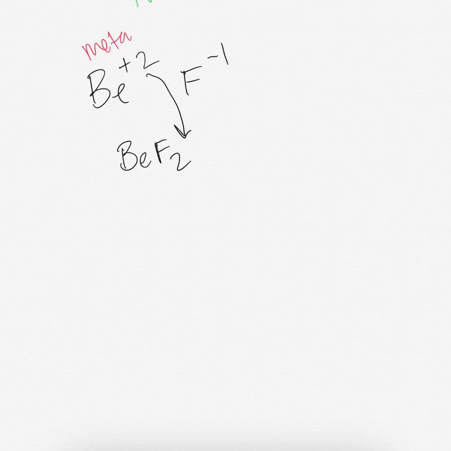My next example is beryllium and fluorine. Beryllium is +2, fluorine is -1. So if I swap and drop my charges, I would just get BeF2. Again, this is a metal and this is a non-metal, so it's going to be an ionic bond. Again, electrons will be transferred.